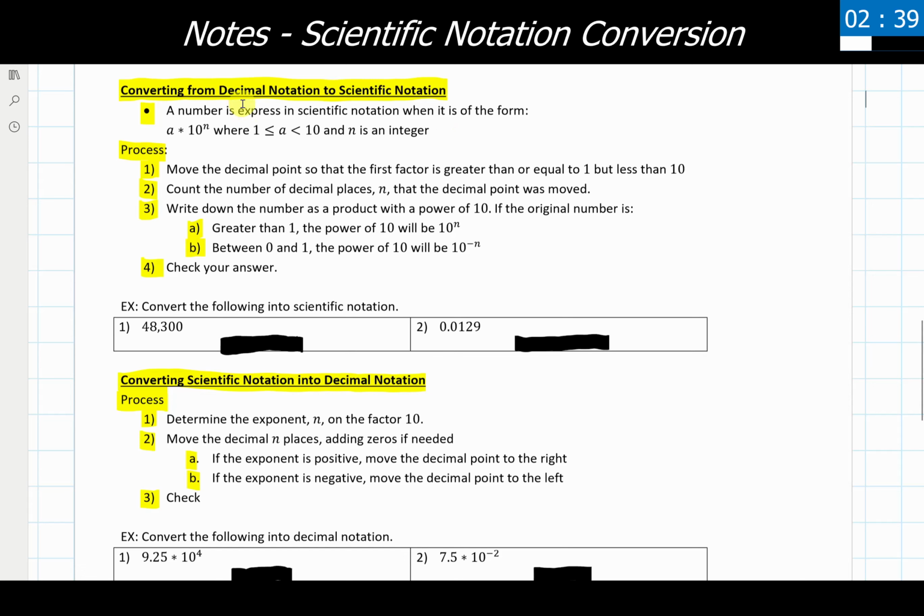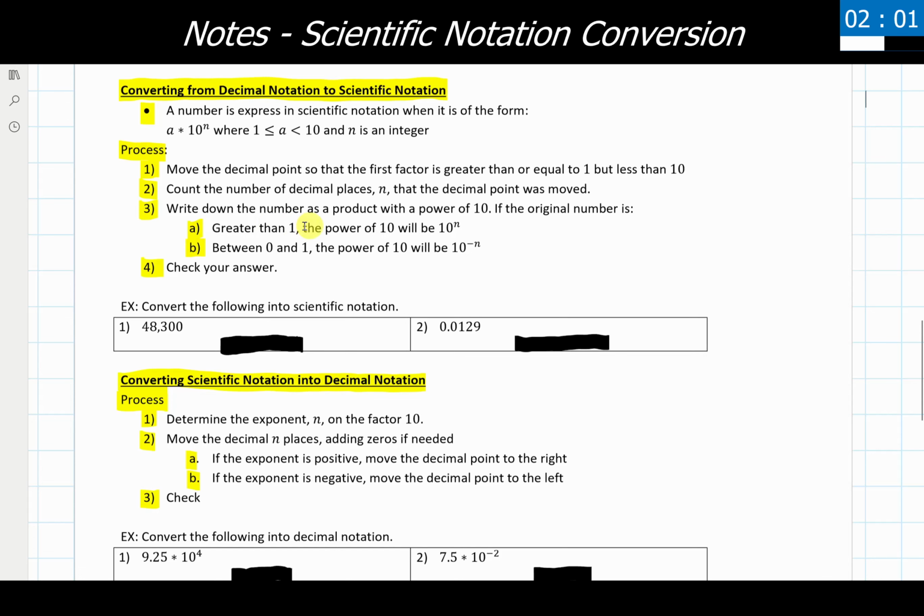So let's start with converting from decimal notation into scientific notation. Decimal notation is what we're used to seeing up until now. So we're just given some number, however big, small, whatever it may be. What we're going to be doing is moving the decimal point so that the first factor is greater than or equal to 1, but less than 10. We essentially want to make this a value for ourselves, remembering that a is greater than or equal to 1 and less than 10. We want to count how many places we moved the decimal point, and that's going to be that n.